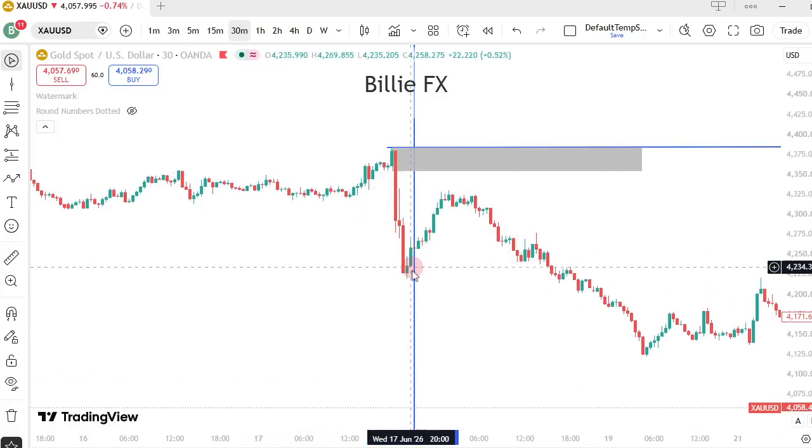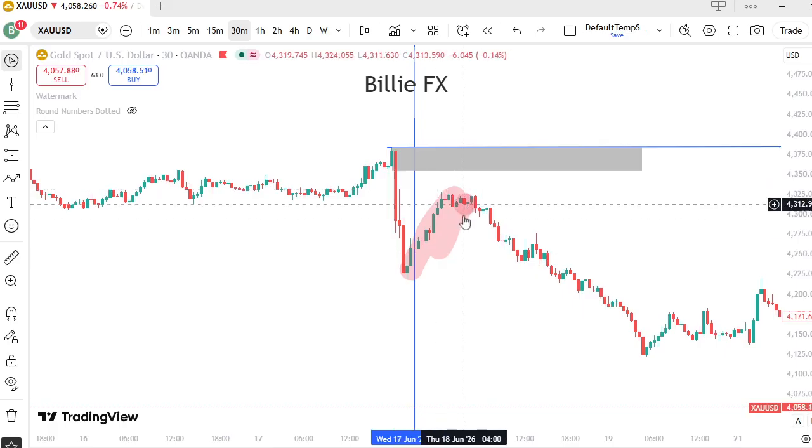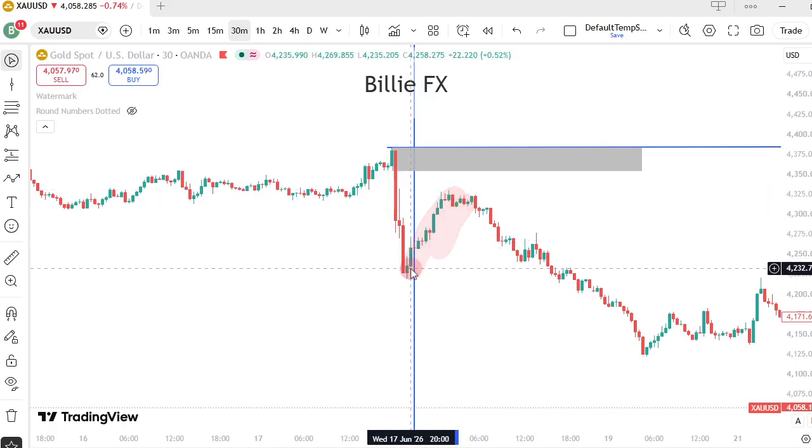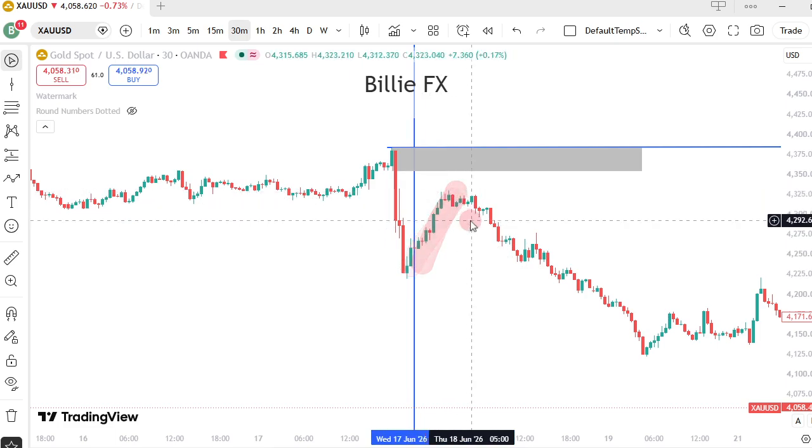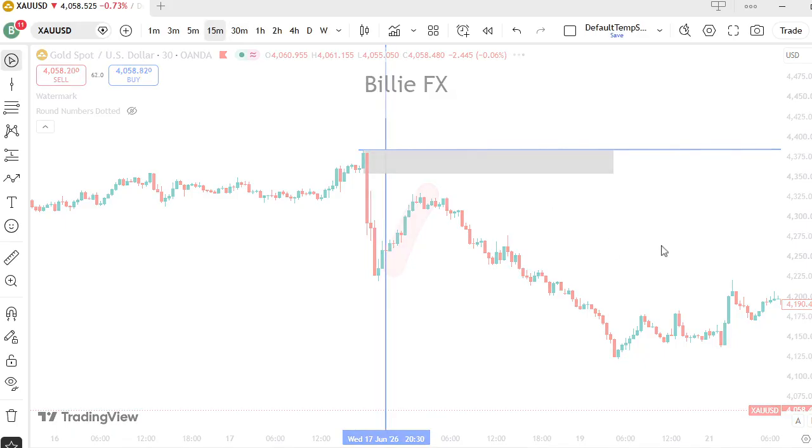All right, so let's pay attention to this move that happened over here, and let's look at how we can use that same analogy to help us get probably a counter trade from here. Okay, so let's move on to the 15-minute time frame.